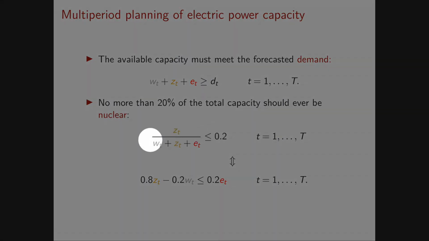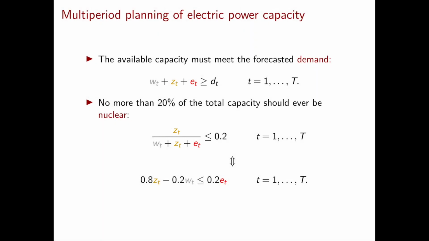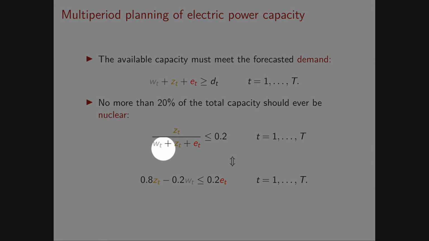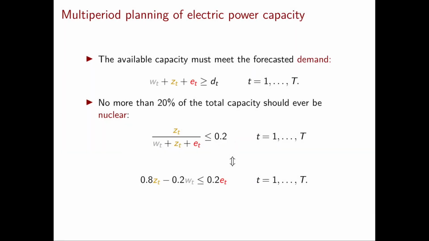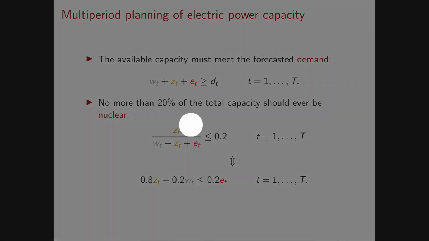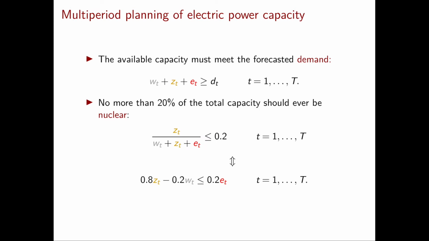Note that this inequality is not linear because the function on the left hand side is not linear. However, it can be easily transformed into a linear constraint by multiplying both the right hand and left hand sides by the denominator Wt plus Zt plus Et. In this way, the denominator will vanish on the left hand side and it will be multiplied by 0.2 on the right hand side. Now Zt will appear both on the left hand and on the right hand, so part of it can be simplified, and what you obtain is this inequality: 0.8 Zt minus 0.2 Wt is less than or equal to 0.2 Et.